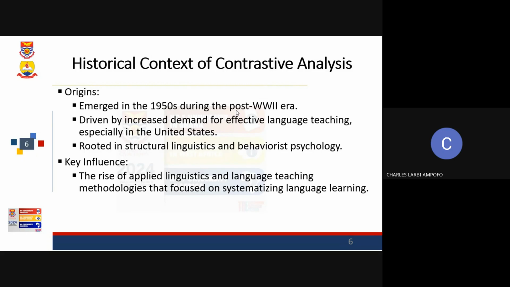So the rise of applied linguistics. Yeah, please, hello, my hand is up. My hand has been up. Oh, sorry. Yeah, thank you very much.